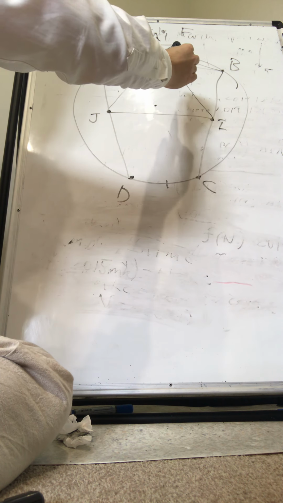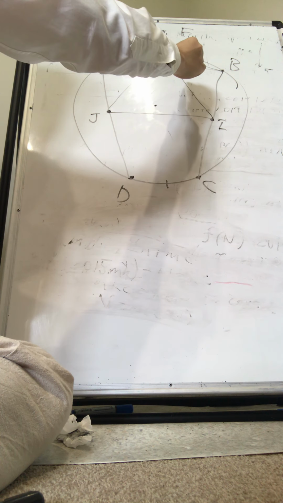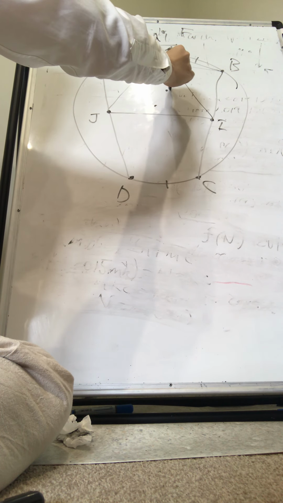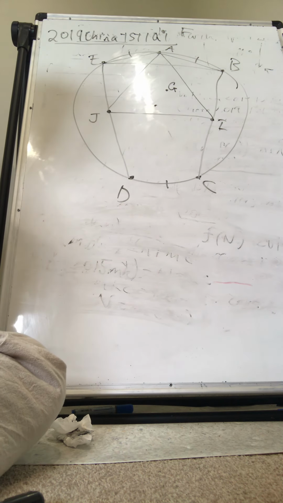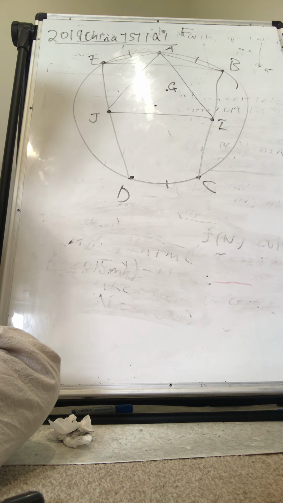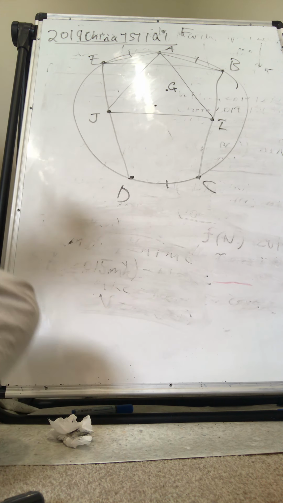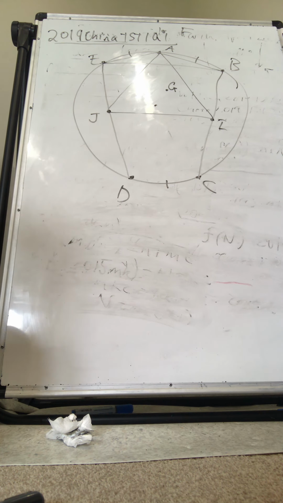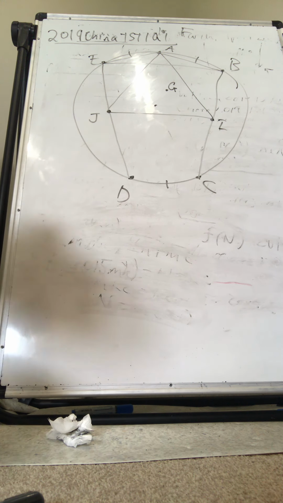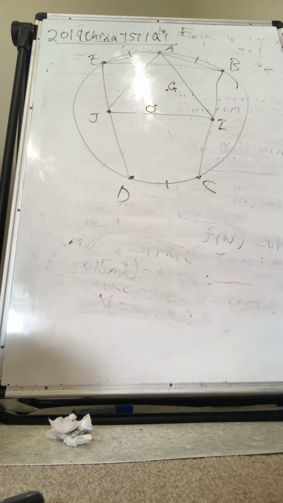Where's that? Star of David. Maybe here. G is the centroid of AIJ, and F is the orthocenter of ABE. O is the circumcenter. And then you find the intersection of BD and C.